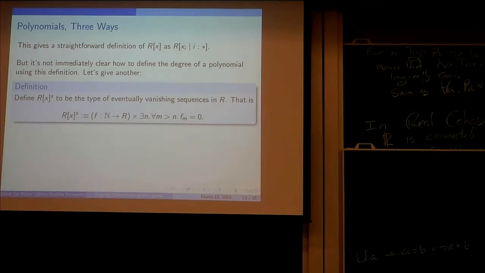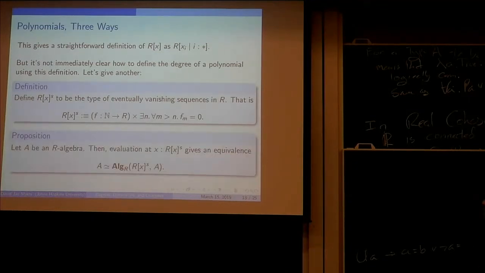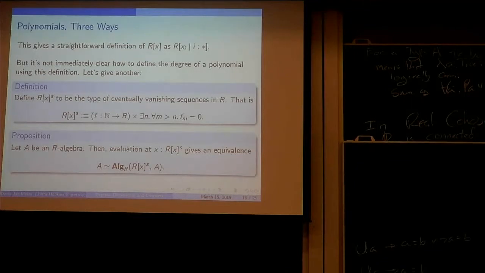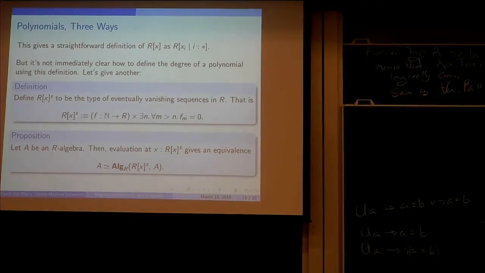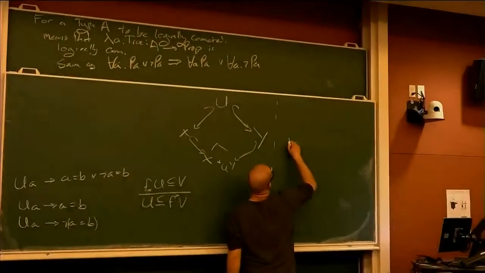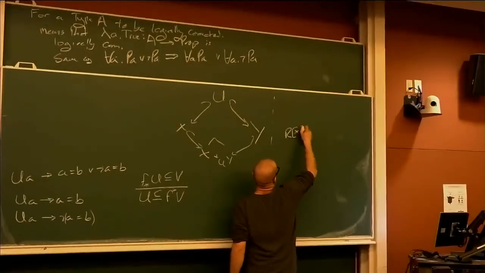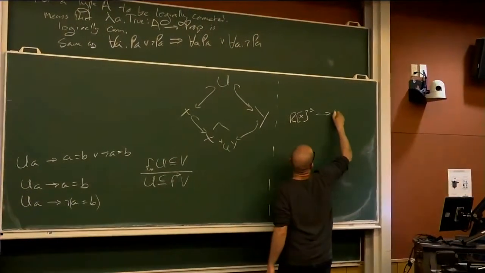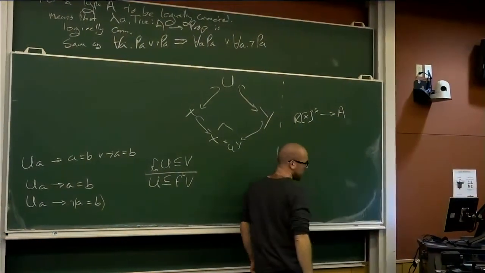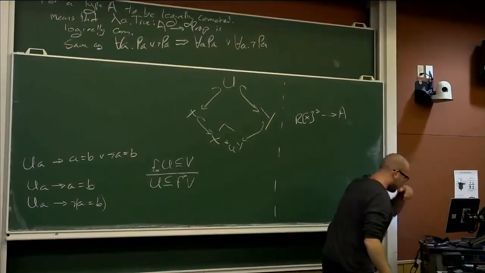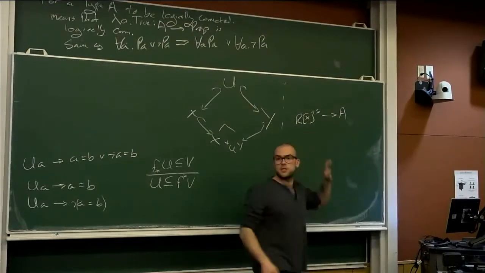So then we can really easily define the degree, because it's sort of right there. We can prove that this has the expected universal property. And I'll just tell you about that really quick, because it's kind of cute. So I'll do it over here. So R[X] → A, an algebra. How does this work? Well, I should tell you what X is here.